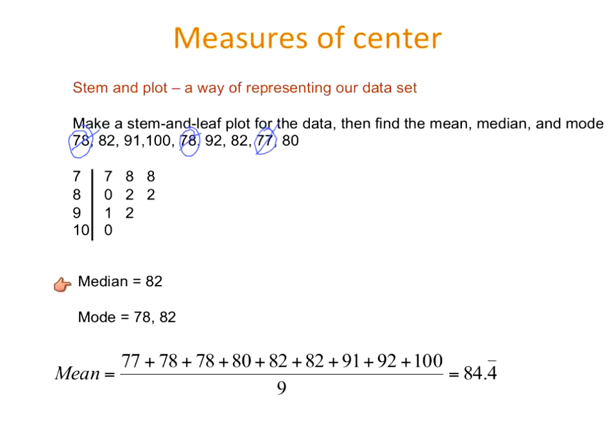So by looking at this chart, you can find the median. Median would be the number in the very middle, so we just have to count to the middle. 1, 2, 3, 4, 5, 6, 7, 8, 9. So it would be the one that's in the very middle, 82.